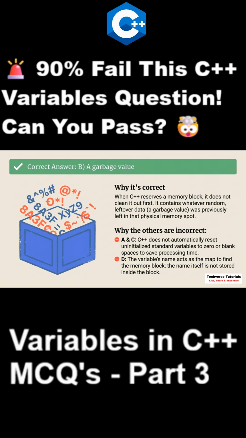Why A and C are incorrect. C++ does not automatically reset uninitialized standard variables to 0 or blank spaces to save processing time. D, the variable's name acts as the map to find the memory block. The name itself is not stored inside the block.